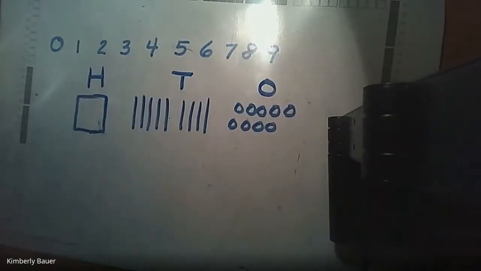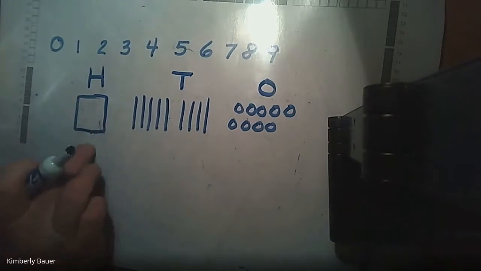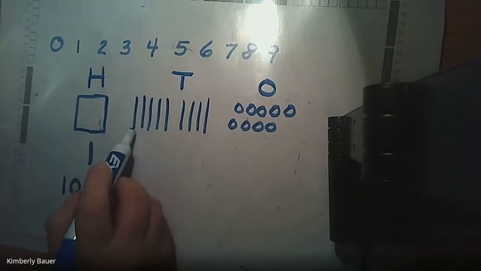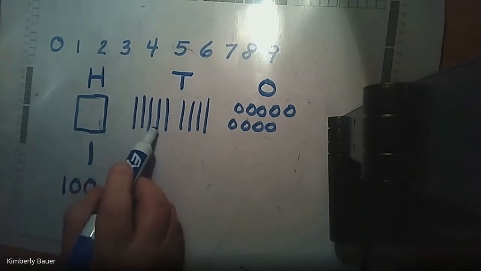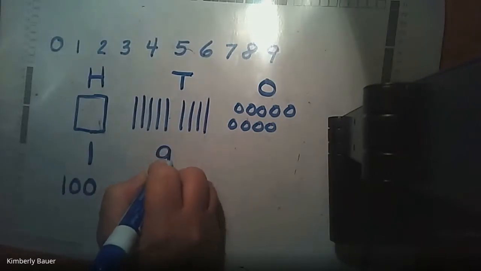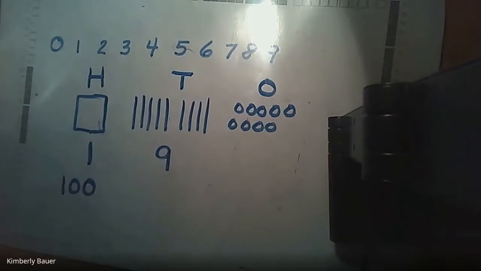But if I'm starting with the picture, now I'm going to write the 3-digit number. So we look here and we say, okay, well, how many hundreds do I have? Well, I have 1. And that value is 100. Now I look at my tens. I have 1, 2, 3, 4, 5, 6, 7, 8, 9. I have 9 in the tens place.